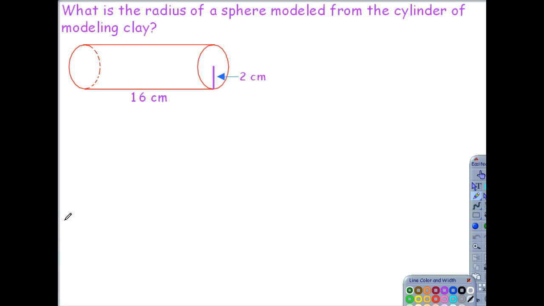Okay, now this next one says, what is the radius of a sphere modeled from a cylinder of modeling clay? So imagine you got a tube or a container of Play-Doh. And when you first get it out, it looks like the cylinder that it was in, right? Right now we have a cylinder of Play-Doh. We want to make a sphere of Play-Doh. That's a common thing you used to do when you were little: you roll it into a ball.